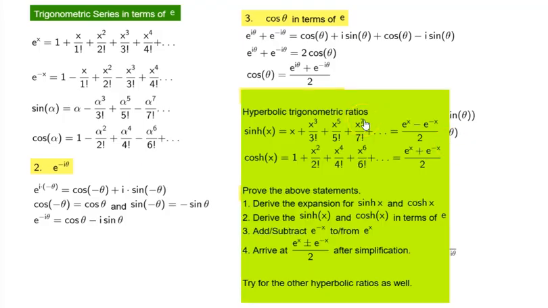Hyperbolic trigonometric ratios. I'm giving you the expansions, and in terms of e, you have to prove the above statements. Derive the expansion for hyperbolic sine and hyperbolic cos. Derive the hyperbolic sine and hyperbolic cos in terms of e. Add, subtract them, and arrive at the appropriate e expressions. And since you are at it, try for the other hyperbolic ratios as well. So that was trigonometric ratios in terms of e.